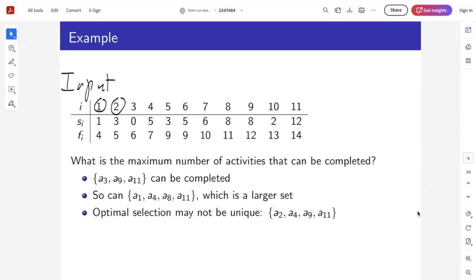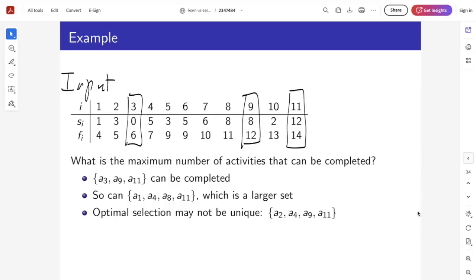We want to find the maximum number of activities that can be completed in the same room. For instance, here, activity 3, activity 9, and activity 11 are compatible. Activity 3 starts at 0, ends at 6. Activity 9 starts at 8 and ends at 12, and activity 11 starts at 12 and ends at 14.